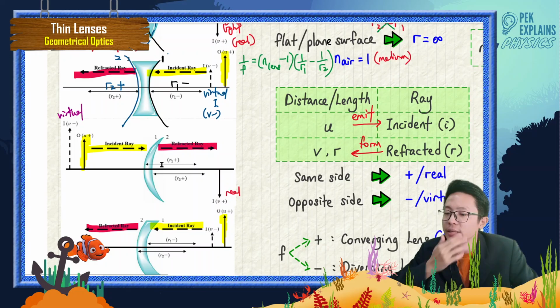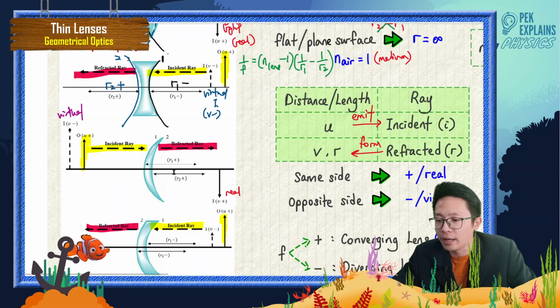And then for this R, both are positive because they are on the same side as the refracted ray. Which one is R1? This surface, where it receives the incident ray, is R1. R1 is over here also, on the same side as the refracted ray, so this R1 is positive.